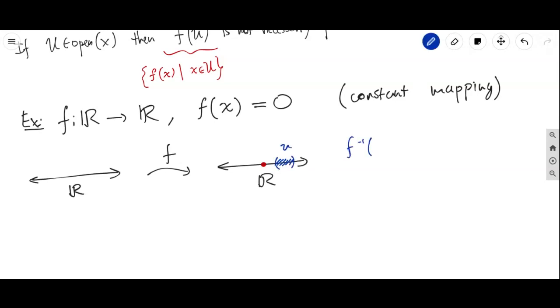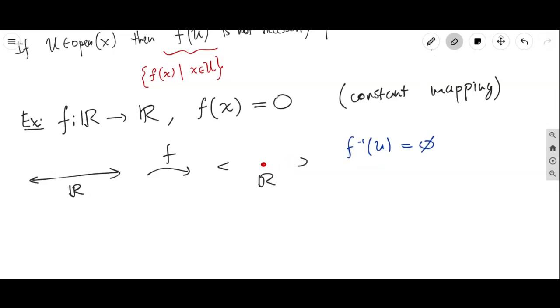Then the inverse image of U would actually be the empty set, because there's nothing in here that gets mapped to U, since the function is defined by mapping everything to 0. There's no point in here that gets mapped anywhere in U. So the inverse image of U is the empty set. But look at that, that's an open set. Remember, the empty set is an open set. So if you pick an open interval that misses the origin, its inverse image is the empty set, which is open.